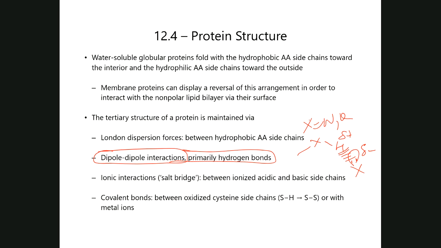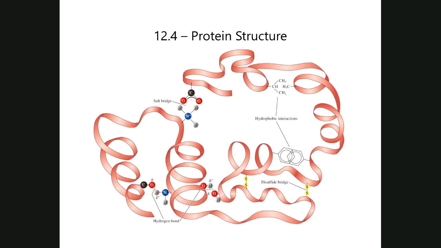As I mentioned, when you have ionized acidic and basic side chains like carboxylates and ammonium ions, because they have a charge, they form what we call ionic interactions, also known as salt bridges. Going back to the previous slide, I mentioned, for example, there's an interaction between an ammonium, which is fully charged in a positive sense, and a carboxylate, which is negatively charged. These will interact with each other by virtue of their opposite charges. We call that a salt bridge or an ionic interaction.